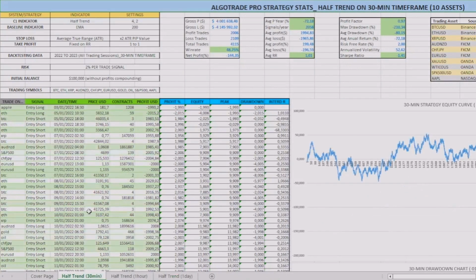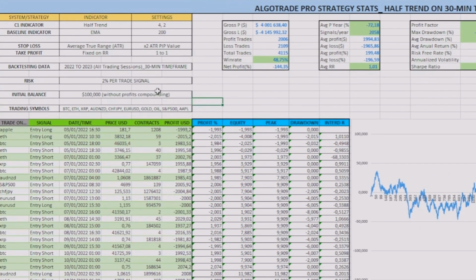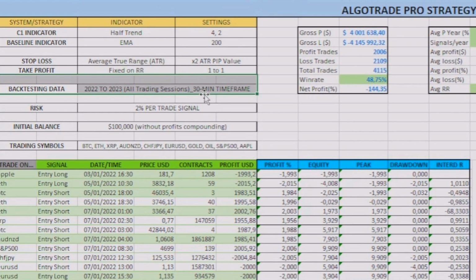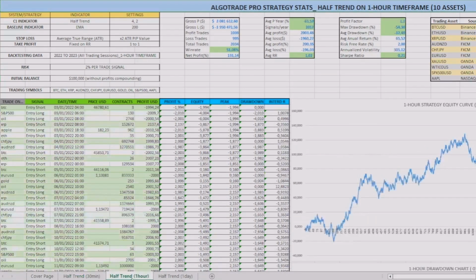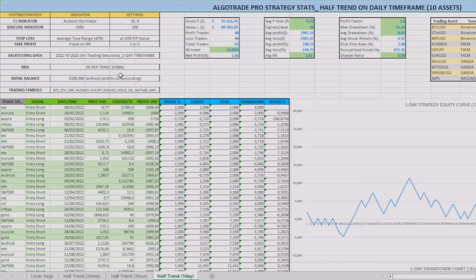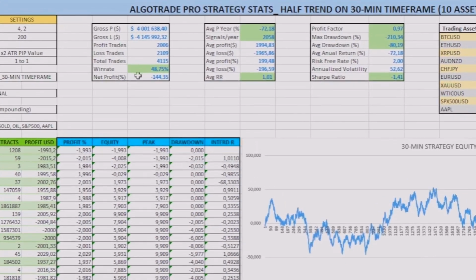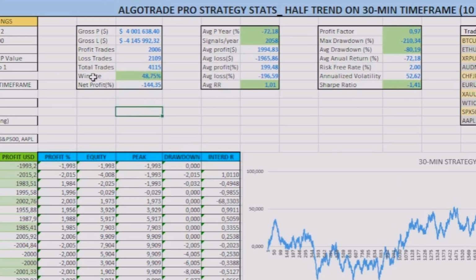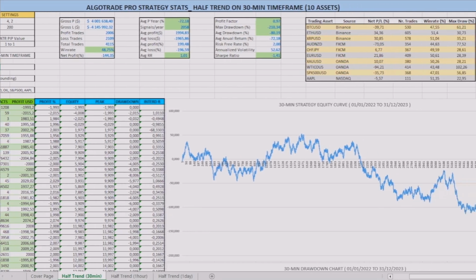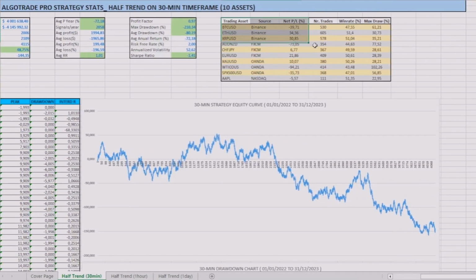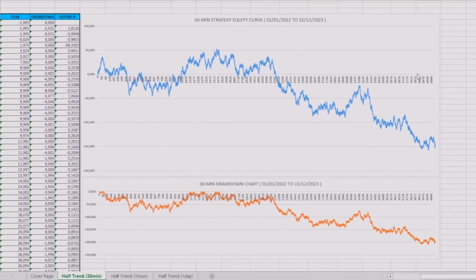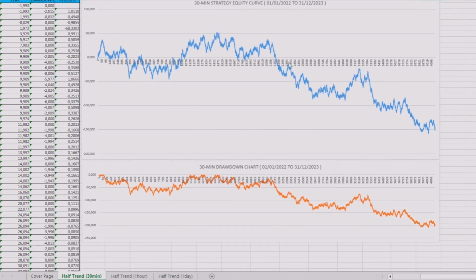So, after inserting all the trades on my trading journal, here I got the results of the HalfTrend indicator on the 30-minute time frame, here on the 1-hour one, and next to it on the daily time frame. In the 30-minute one, after more than 4,000 trades, it achieved a win rate of 48.75% and a net loss of 144%. Here you can check the results of every single asset, and by looking at the equity chart, we can verify that in this time frame the HalfTrend in these conditions is not profitable.